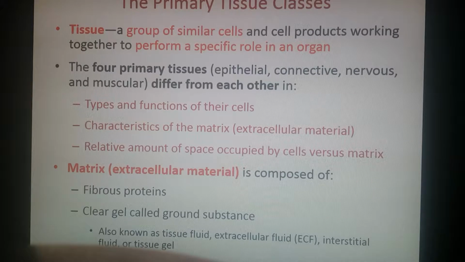So some tissues have very closely tight-packed cells, and then some tissues, for example your connective tissues, these cells are way more spread out, and so there's a lot more matrix in those types of tissues. So in this matrix, there's different components. You have fibrous proteins. You also have a clear gel called a ground substance. This ground substance is also known as tissue fluid, extracellular fluid, interstitial fluid, or tissue gel.